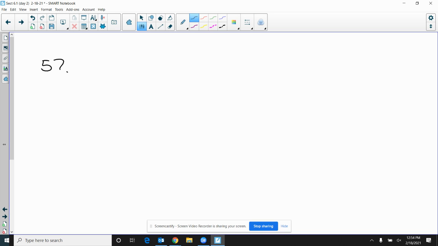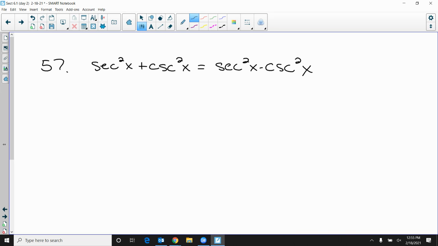Which one is that? Secant squared x plus cosecant squared x equals secant squared x times cosecant squared x. You should honestly question that, because it's saying that if I add two things together and then multiply the same two things together, I get the same answer. That doesn't really make sense, but let's see if we can prove whether that's true for this.